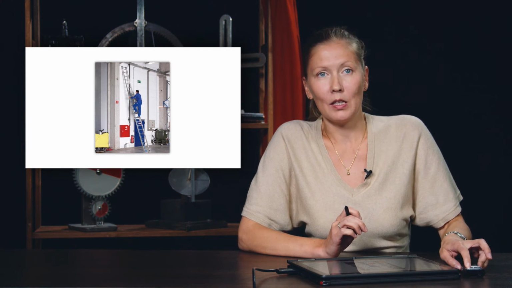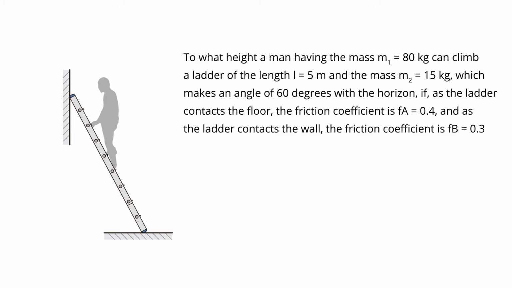At what height can a man of 80 kilograms, an average weight of a man, climb a ladder of 5 meters in length and 15 kilograms in weight, which are characteristics of an aluminum ladder, if the angle it makes with the horizon amounts to 60 degrees? The coefficients of friction are given for the contact of the ladder with the floor and with the wall. Let us designate the point of contact with the floor as the point A and the point of contact with the wall as the point B. The coefficient of friction with the floor is 0.4 and with the wall is 0.3.